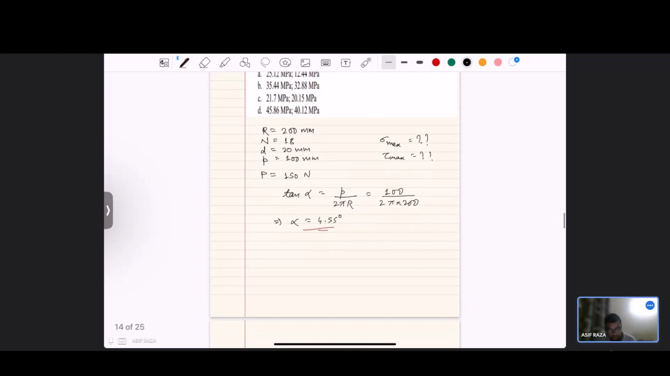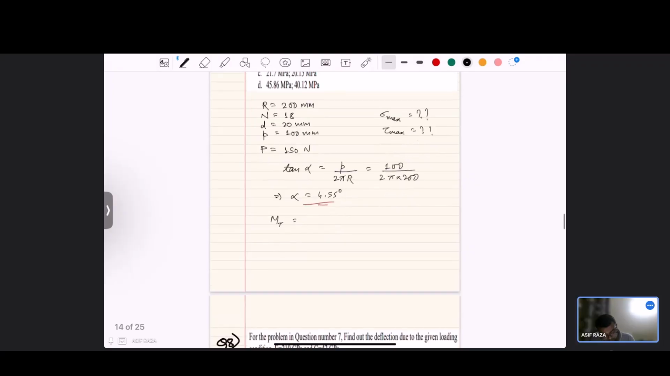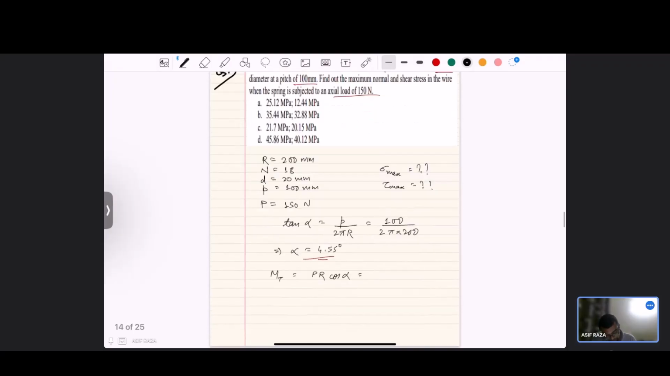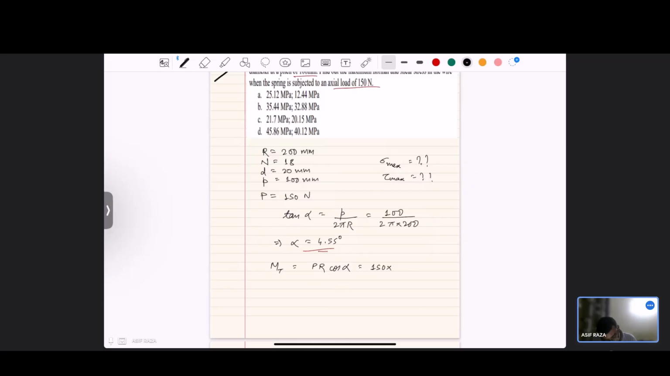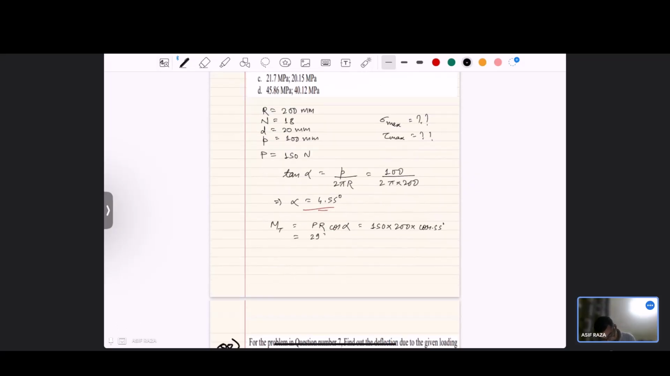Now further, twisting moment, M_t, that is given by P R cos alpha, right, and that is equal to P is 150, R is 200, cos 4.55. So this is equal to 29905.45 Newton mm.